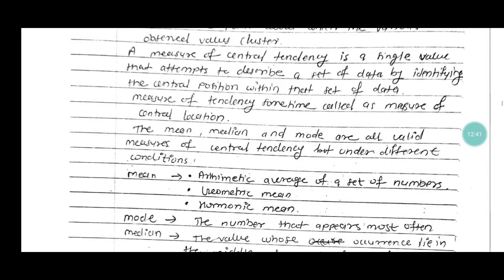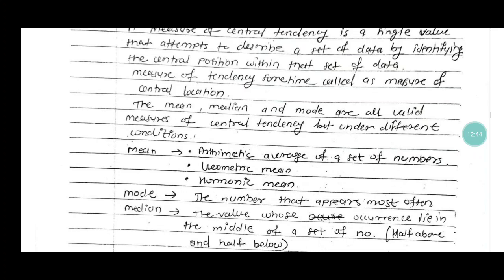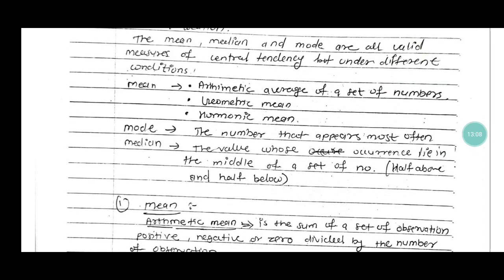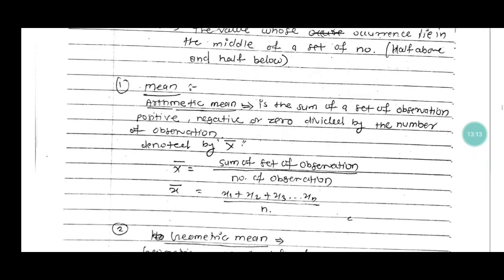But under different conditions, the mean is the arithmetic average of a set of numbers, along with the geometric mean and harmonic mean. The mode is the number that appears most often, and the median is the value whose occurrence lies in the middle of the set of numbers, half above and half below, the middle number. So we'll start with the first, that is mean.